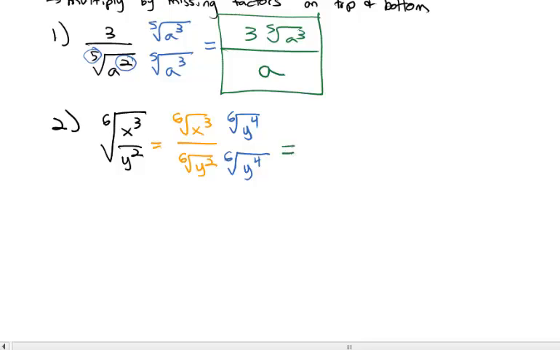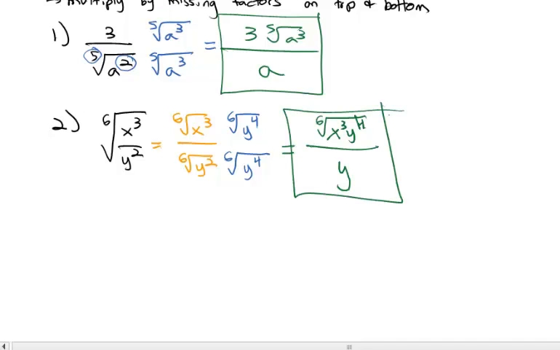And because these are all under the radical, we can go ahead and multiply them together, x cubed y to the 4th. All over, we've got 6 things under a 6th root, a single y comes out, and we have our final solution.